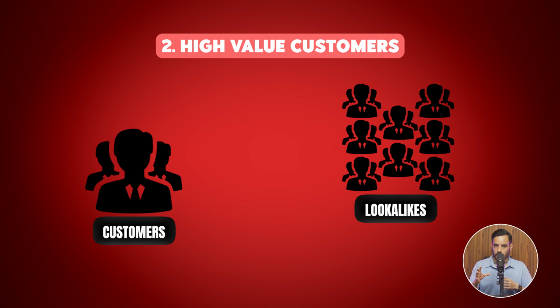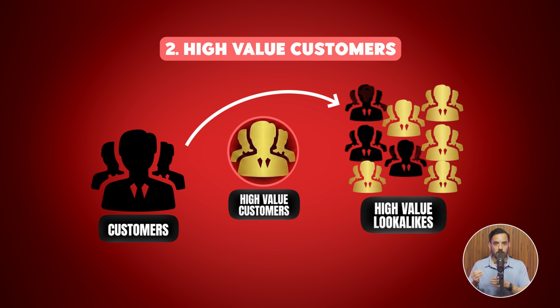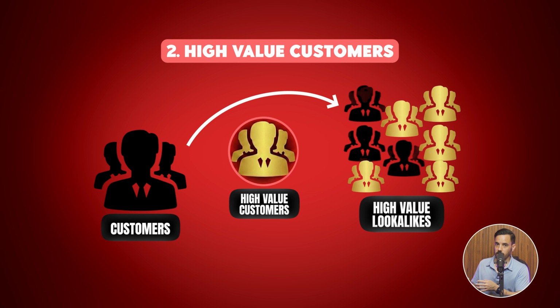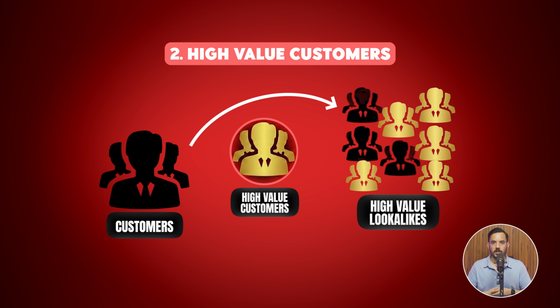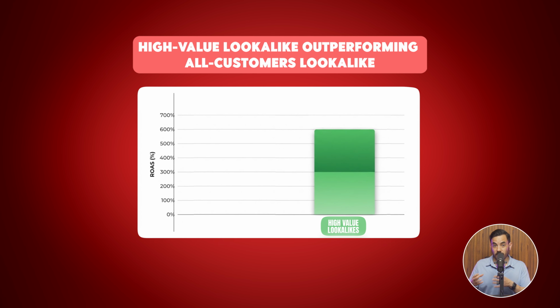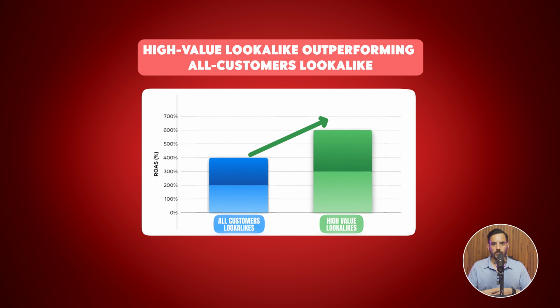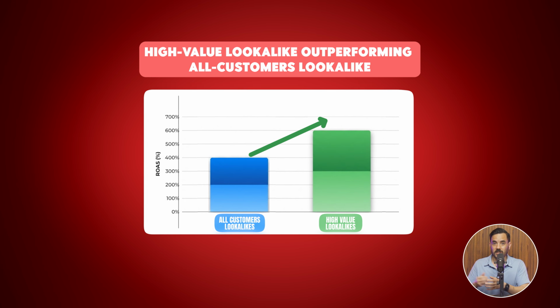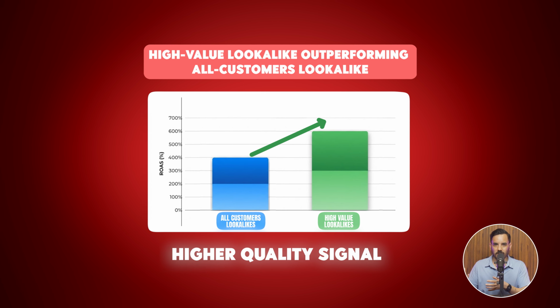This gives Google a broad signal of what typical customers look like for you. And then the second type is a high value customers lookalike. Export a list of only your highest lifetime value customers, your biggest spenders, your most frequent repeat purchasers. Create a separate lookalike audience based only on those top customers. Now, in my experience, this high value lookalike often performs even better than the all customer lookalike. Why? Well, because you're telling Google to find more people like your best customers, not just any customers. The algorithm has a higher quality signal to work with.